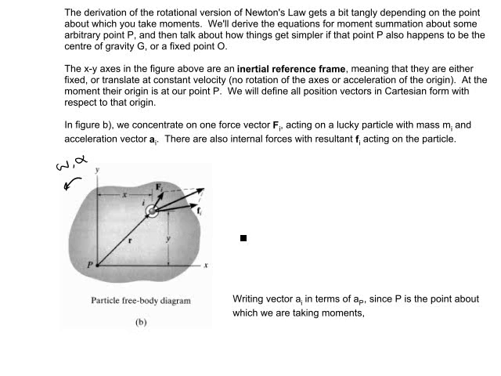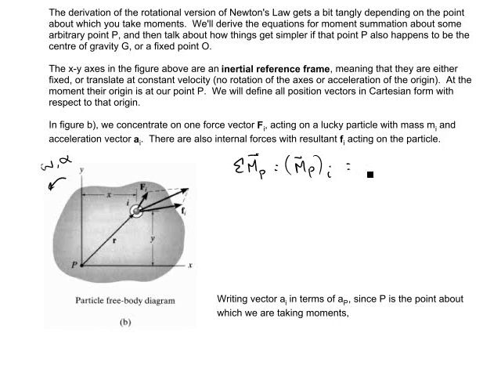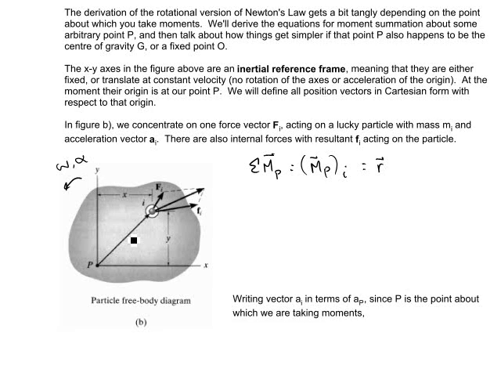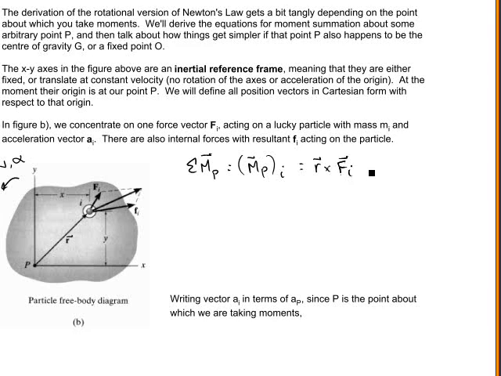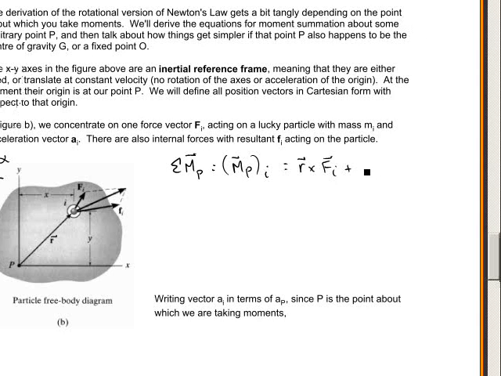Now, let me see. If we want to take the sum of the moments about point P, well, if we take the sum of the moments about P due to forces on particle i, we can express a moment as a position vector r, as shown in the figure, crossed with a force. So r cross capital Fi is the moment about P due to external forces. r cross lowercase fi is due to internal forces.